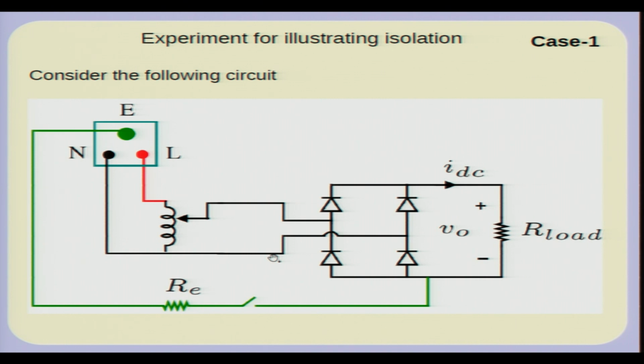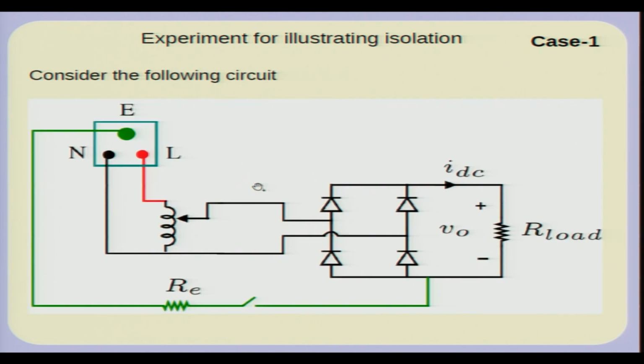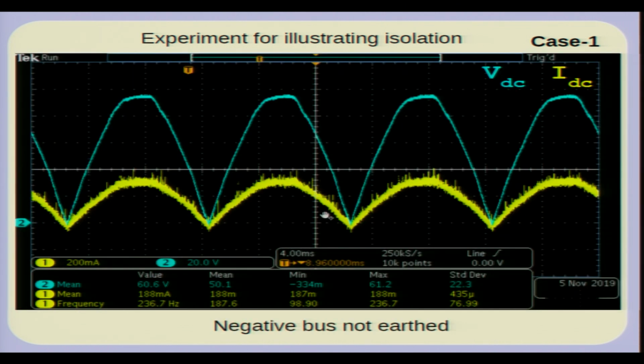Now, if I try to do this experiment, the current waveforms which I get are as seen in the next slide. As expected, the DC voltage is a rectified sinusoid. It is not really very sinusoidal because the voltage in the laboratory is not very sinusoidal, but more or less a rectified sinusoid, and the current is simply proportional to the rectified sinusoid. Because the current IDC is nothing but V naught by R. So what you find is that the current is this way.